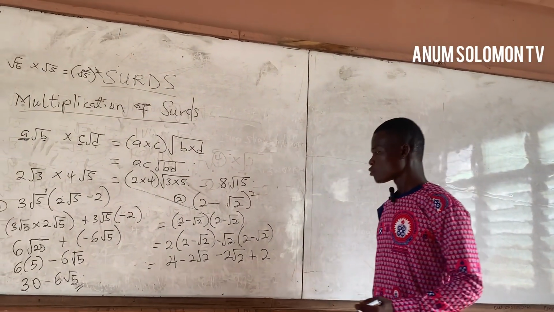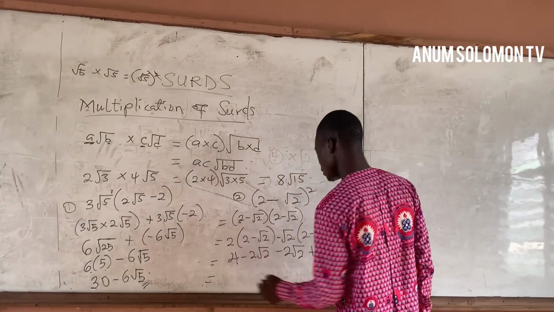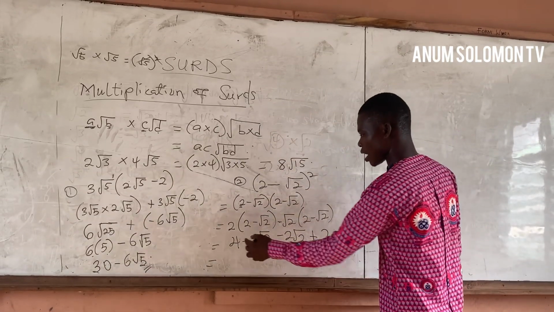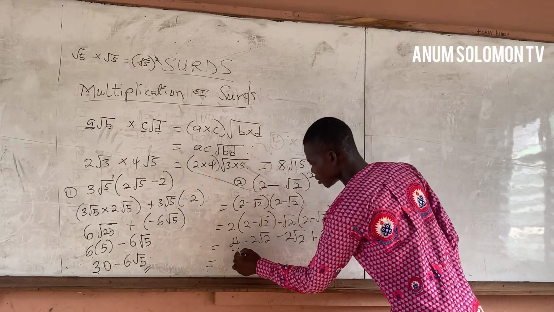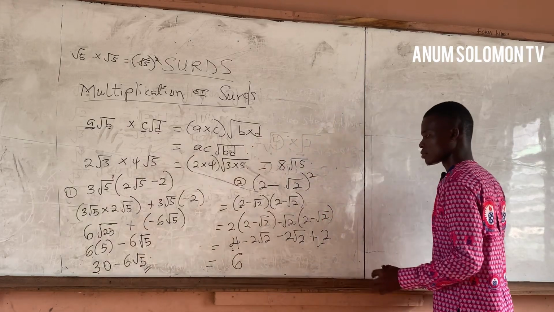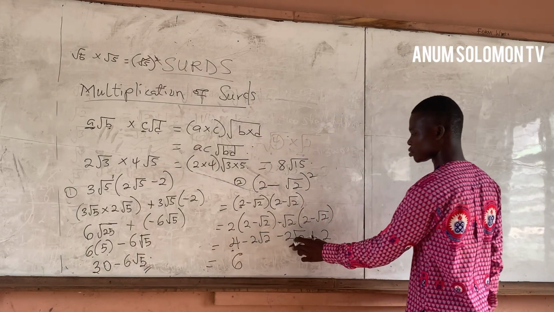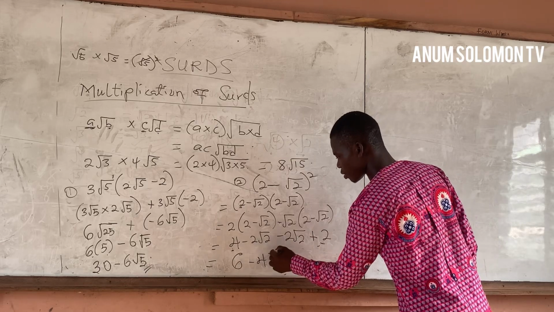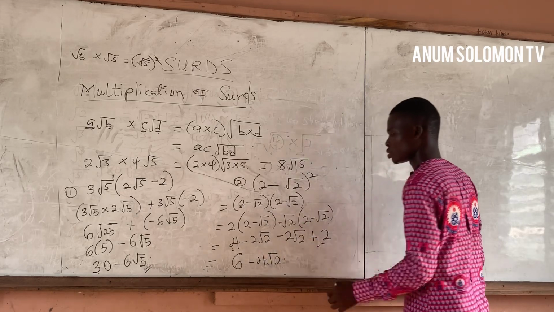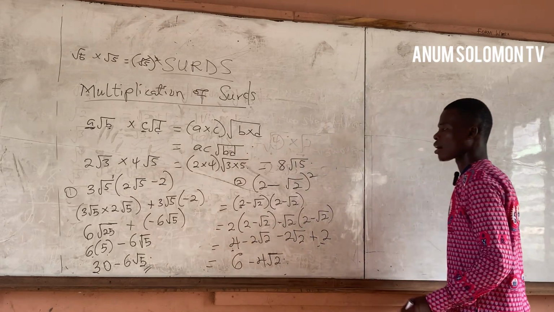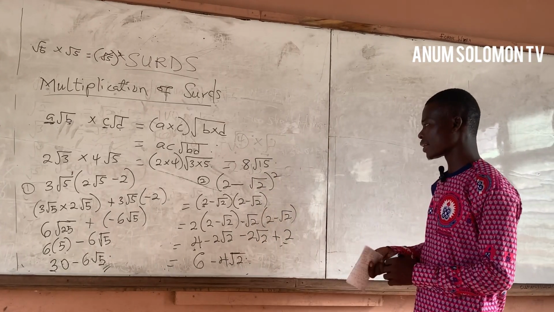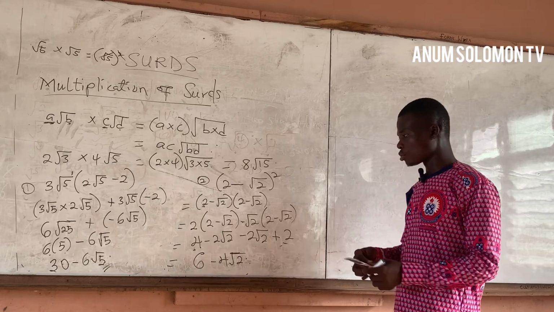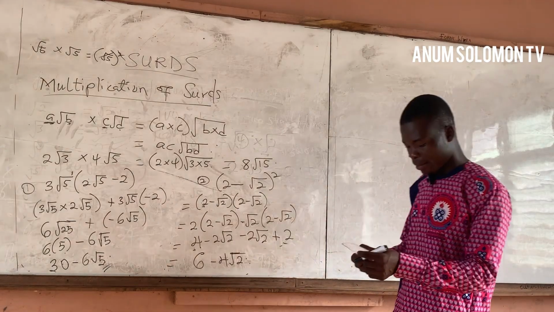Because when you say root of 4, it is still what? 2. So on this note, let's check. We have 4 as constant, 2 as constant. So 4 plus 2 is what? 6. Minus 2 root 2 minus 2 root 2 is what? Minus 4 root 2. And this is our final answer. So this is how to solve this problem.